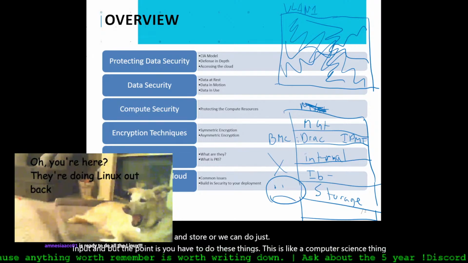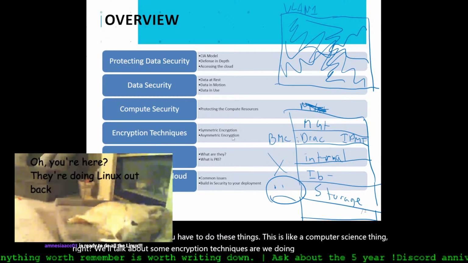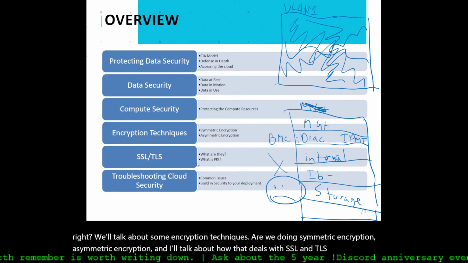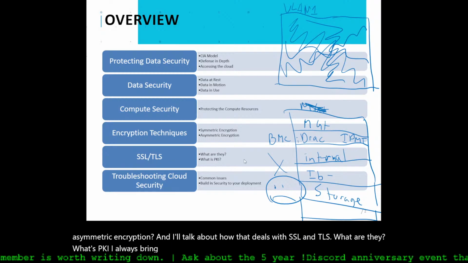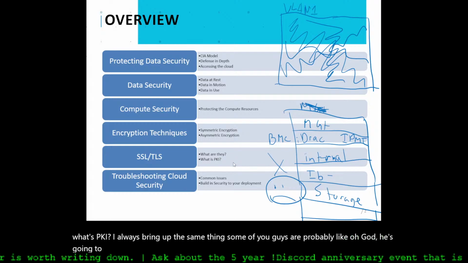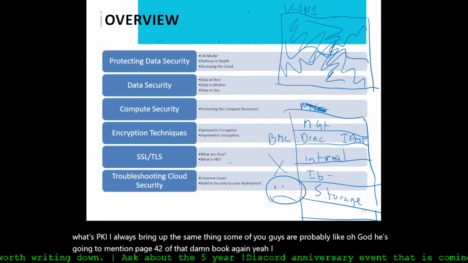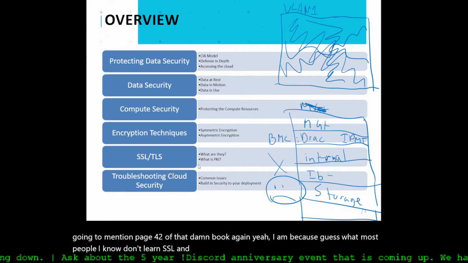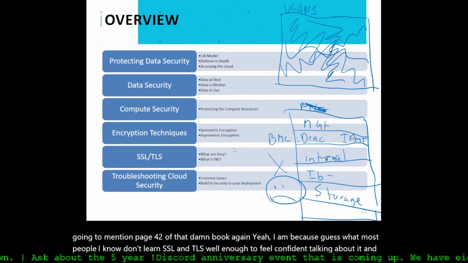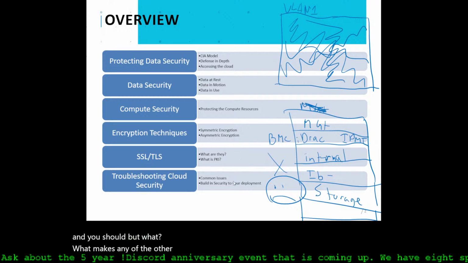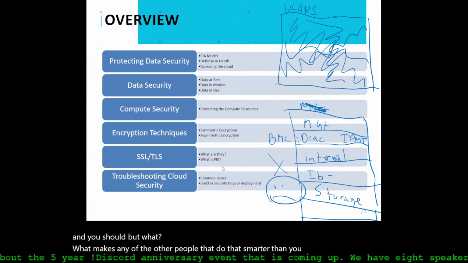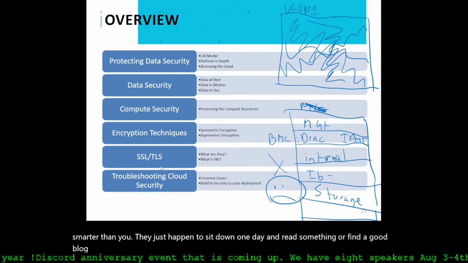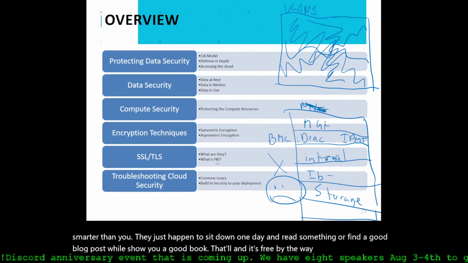We'll talk about some encryption techniques. Are we doing symmetric encryption, asymmetric encryption? And I'll talk about how that deals with SSL and TLS. What are they? What's PKI? I always bring up the same thing. Some of you are probably like, oh God, he's going to mention page 42 of that damn book again. Yeah, I am. Because guess what? Most people I know don't learn SSL and TLS well enough to feel confident talking about it. And you should. But what makes the other people that do that smarter than you? Nothing. They're not smarter than you. They just happen to sit down one day and read something or find a good blog post. Well, I'll show you a good book, and it's free, by the way. It's a free book. That'll get you there.